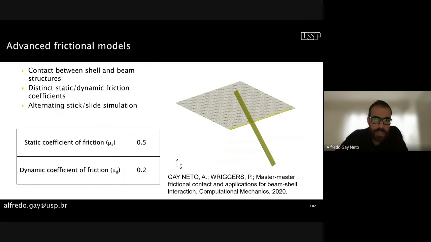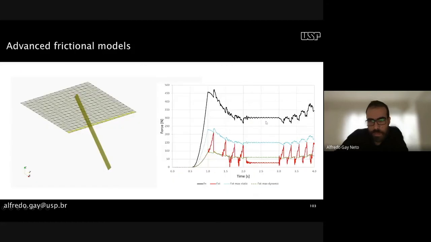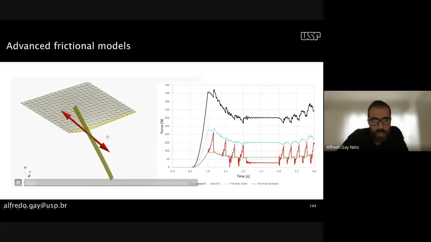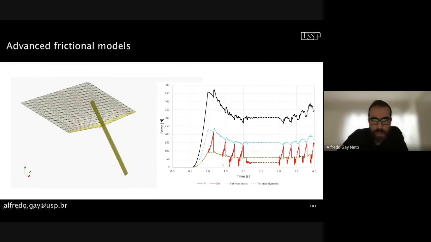And also, lastly, another recent scheme published this year that we did distinguish between static and dynamic coefficient of friction, and we made contact between a beam and a shell surface, but the tip of the shell here. And if you look at this, you see this kind of patterns of it goes and stops, goes and stops. If you look at the force against time here, the normal force is plotted here in black, and the friction force is in red here.